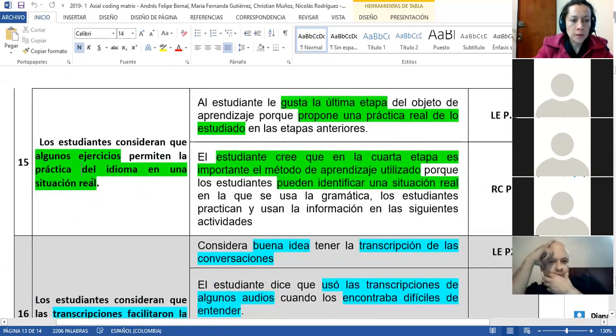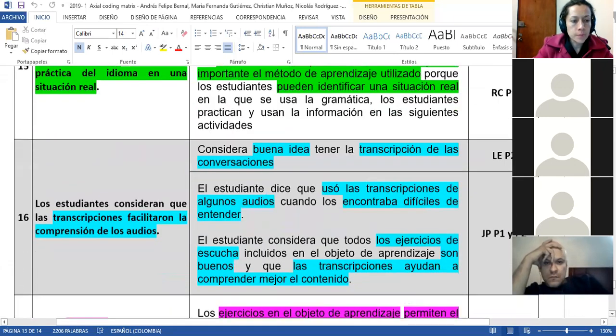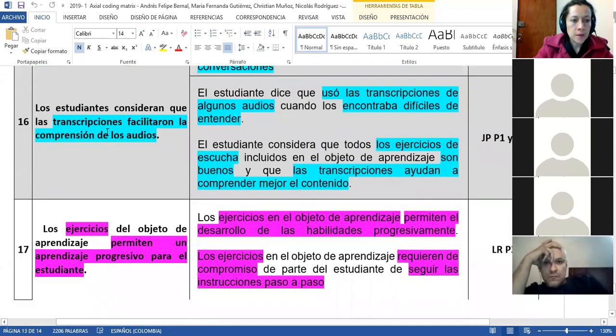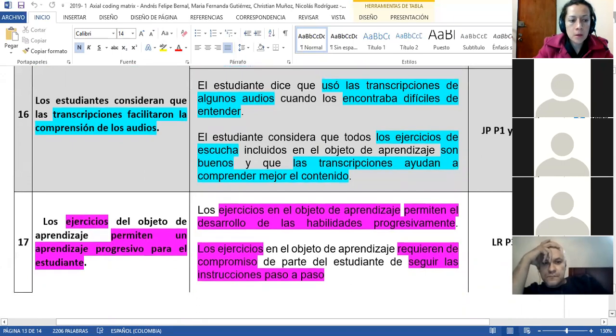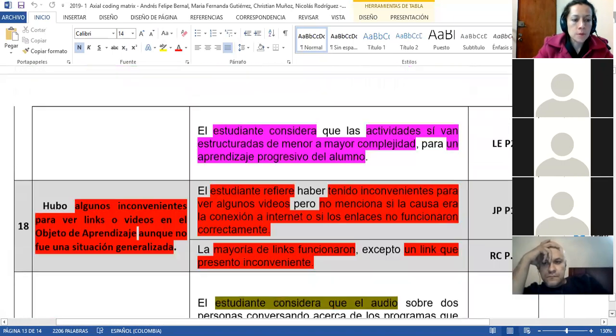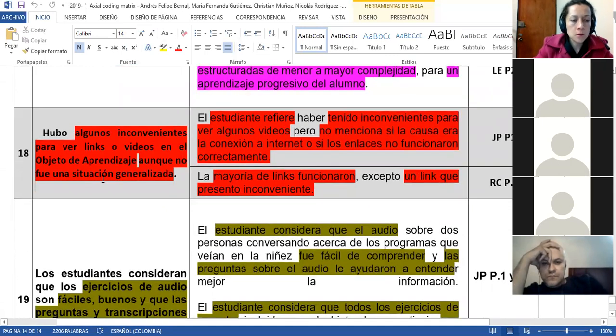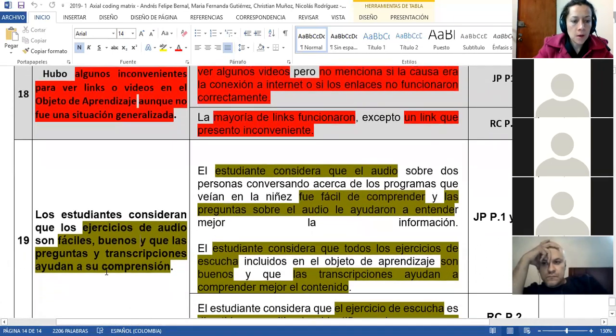Exercises help them to practice the language in a real way. Transcripts facilitated understanding of the audios. Exercises allow the learning in a scaffolding way. And then we have some problems with the links, and the audios were easy, and the questions, the transcript helped to understand the audios.